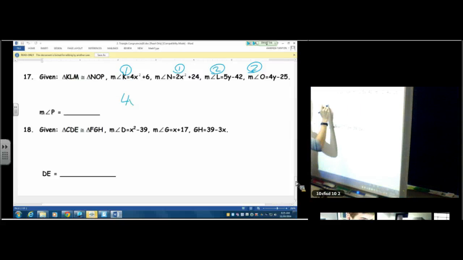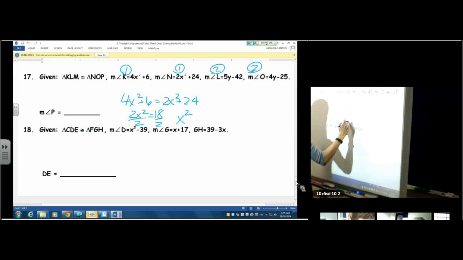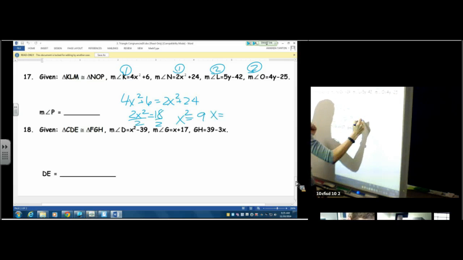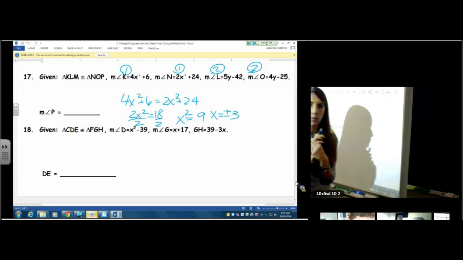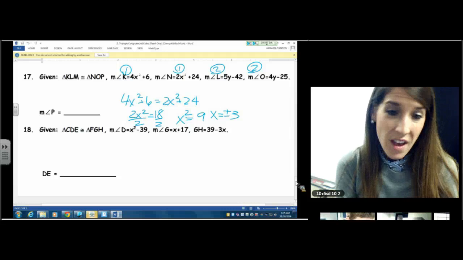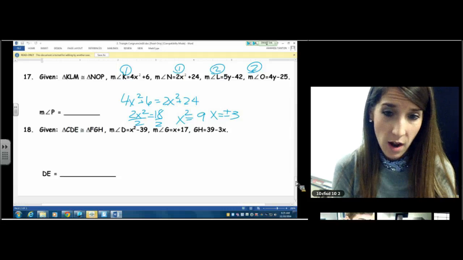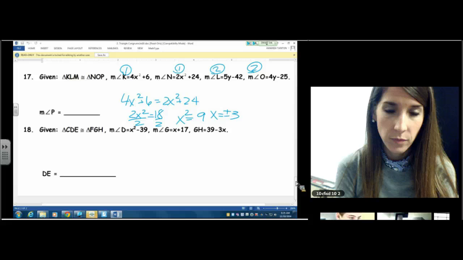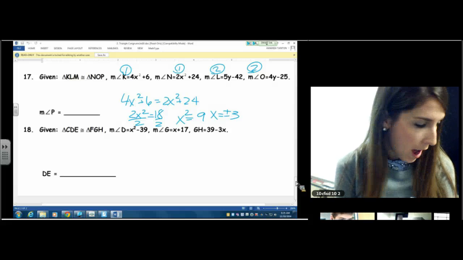4x squared plus 6 equals 2x squared plus 24. 2x squared equals 18. Do we keep the plus or minus? It looks like it. No matter where we plug it in, we're not going to run into any trouble. So now we have to find y.